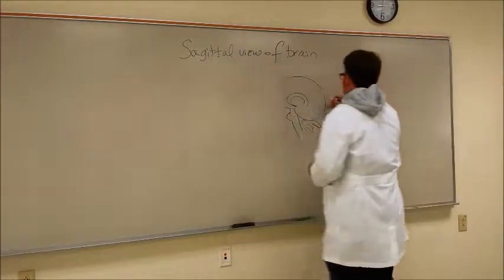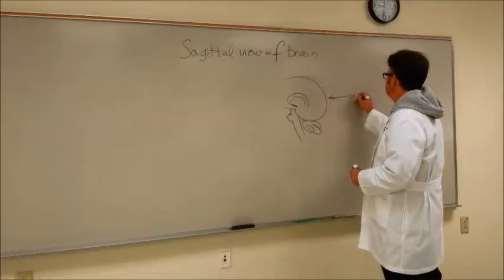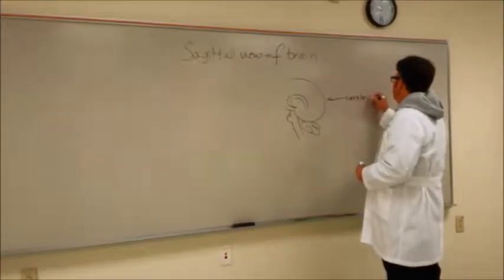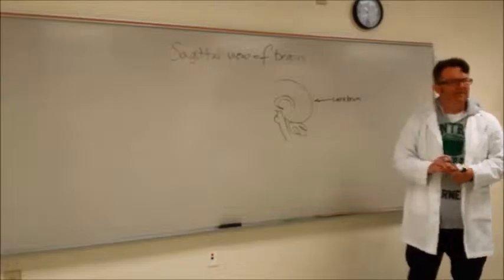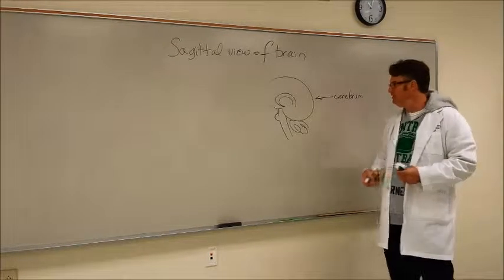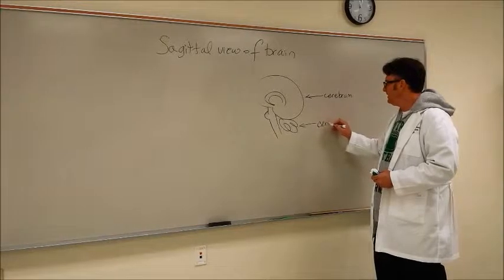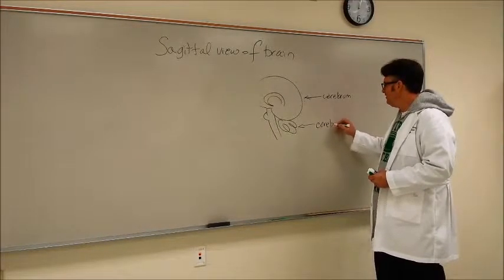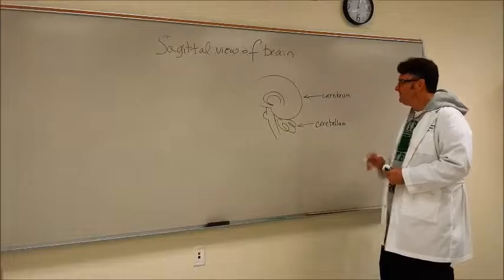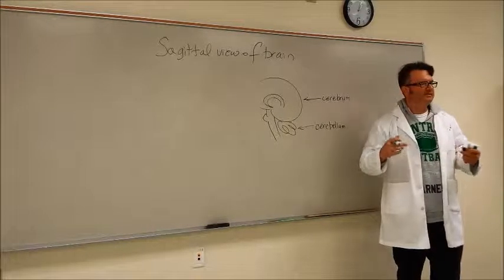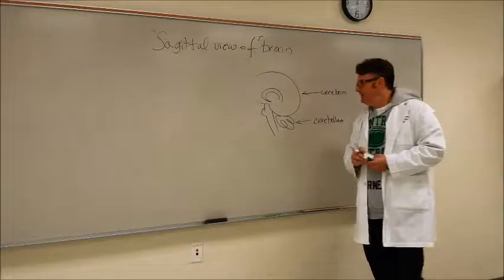So we say that the big part is called the cerebrum. And the cerebrum is a lot for thinking. It's what makes you different from the lower animals. This part out back that I always think looks like a cauliflower is called the cerebellum. That's what makes your muscle actions nice and smooth.